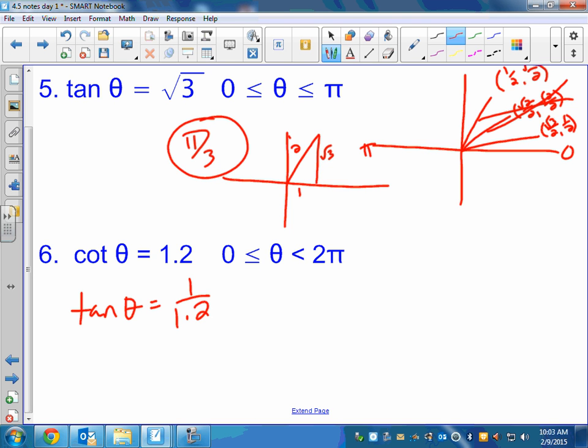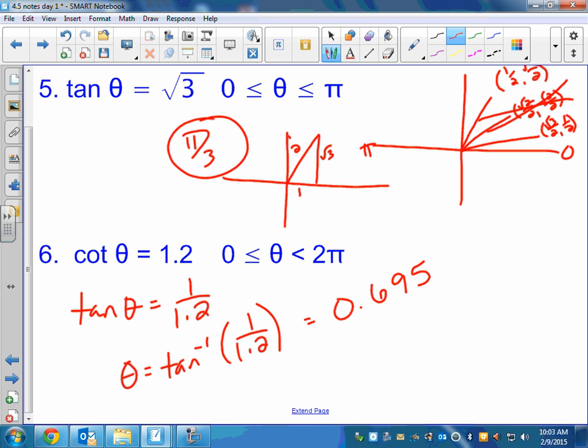And if we're solving for an angle, that's when we use that inverse button. So you do inverse tangent of 1 over 1.2. Should your calculator be in radians or degrees, or does it matter? This tells you what to be in. This is in radians. So in radians, I'm going to do inverse tangent 1 divided by 1.2, and I get an answer of 0.695, let's just say. Radian mode.